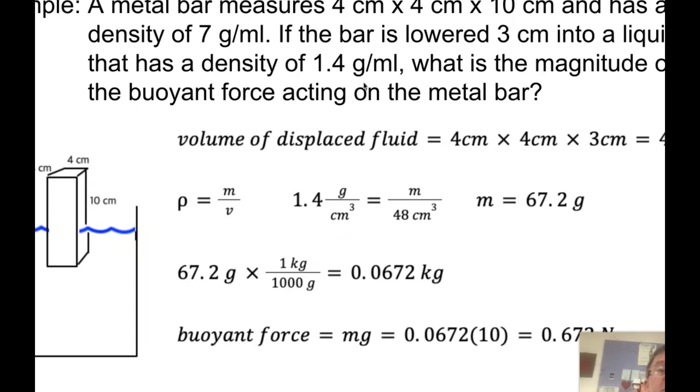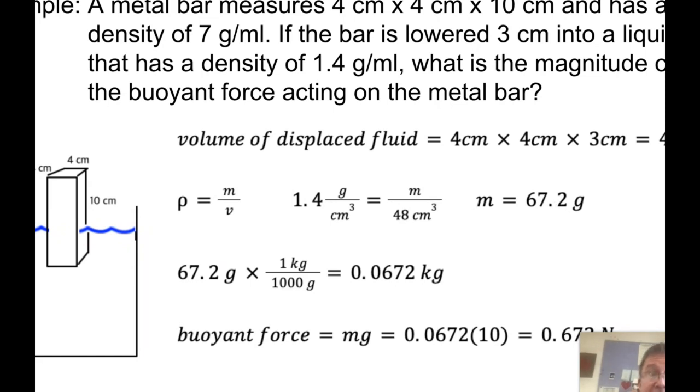So the density of this fluid, not of the bar, remember, I don't care what the density of this bar is. That has nothing to do with the buoyant force. It's the density of the fluid. So I'm going to say 1.4 grams per cubic centimeter for the density of the fluid equals the mass of the fluid over the volume of the fluid. So when I solve for the mass, I get 67.2 grams.